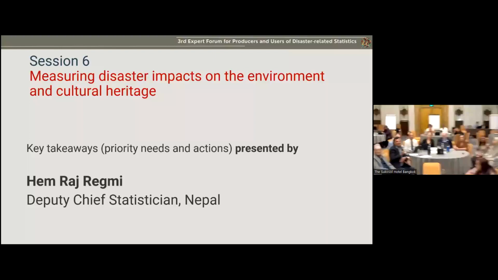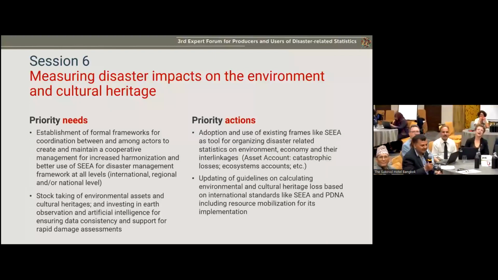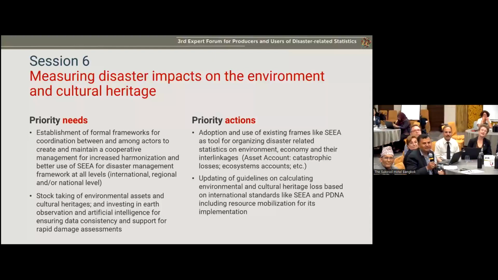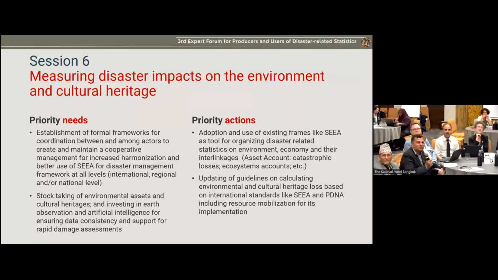Our topic was basically on the invisible side of the impact of disaster on environment, ecosystem, and culture, which is quite difficult to measure. That's why the priority needs is associated with the establishment of the formal framework, which should coordinate among the management of the increased harmonization and better use of the disaster management, particularly focusing on the SEEA, System of Environment Economic Accounting.